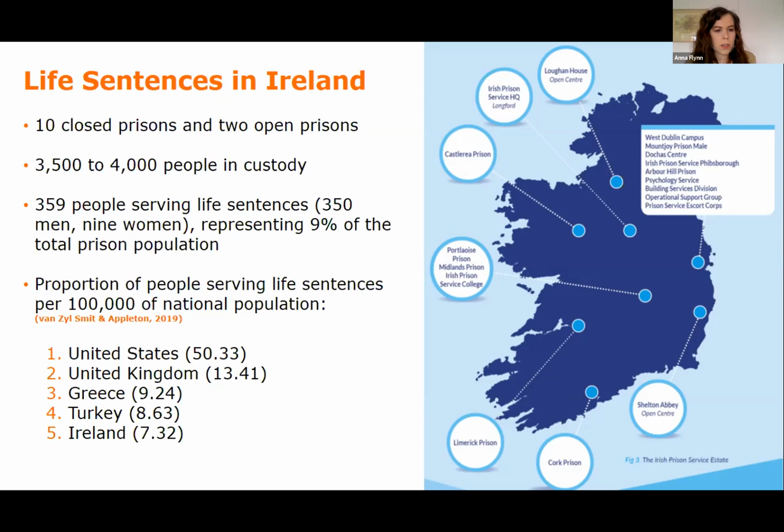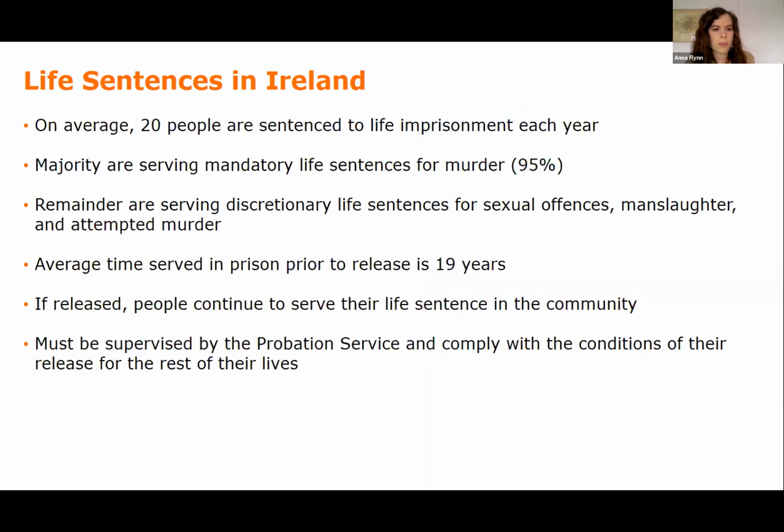Across the United States and Europe, Ireland is the 5th highest proportion of people serving life sentences per 100,000 of national population. That's following the United States, United Kingdom, Greece, and Turkey. On average, 20 people are sentenced to life imprisonment each year. The majority are serving mandatory life sentences for murder, and the remainder are serving discretionary life sentences for sexual offences, manslaughter, and attempted murder. The average time served in prison prior to release is 19 years, and if released, people continue to serve their life sentence in the community.